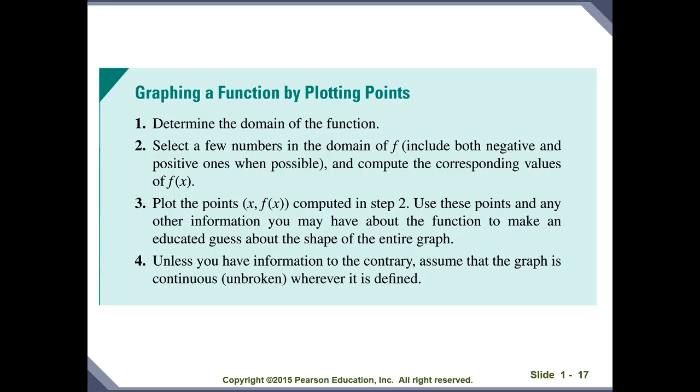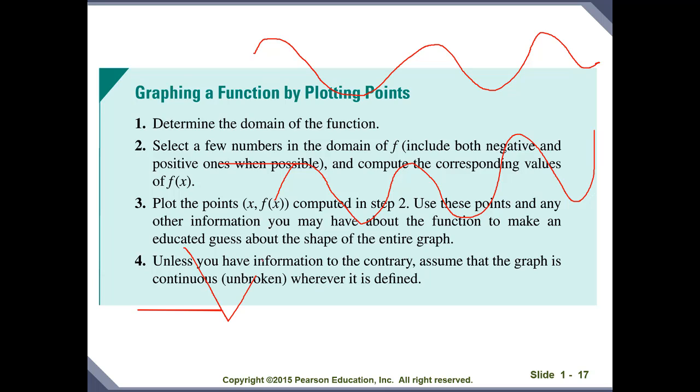Unless we know something to the contrary, we're going to assume that the graph is continuous. It is unbroken wherever it's defined. So unless we're told it's a piecewise graph or a greatest integer graph or something like that, we are going to assume that it is a continuous graph. A graph is continuous if we could follow it with our pen without lifting our pen off the page. So this would be a continuous graph. An absolute value function is a continuous graph. This is not a function, but it's a continuous graph.